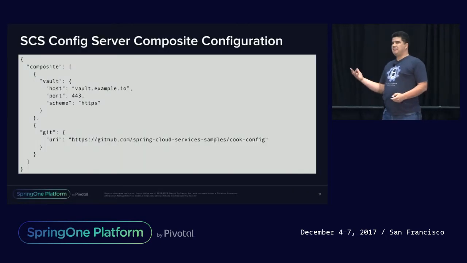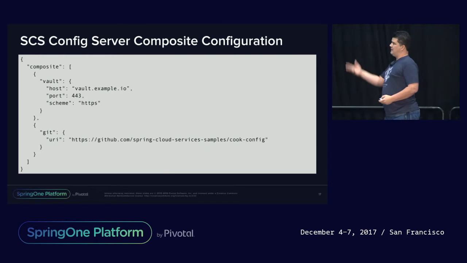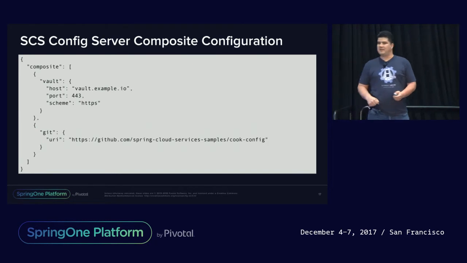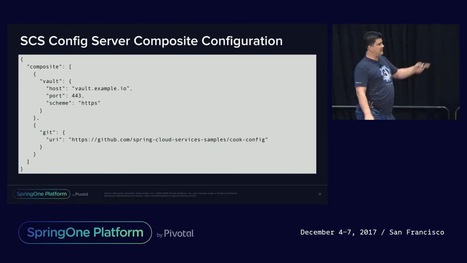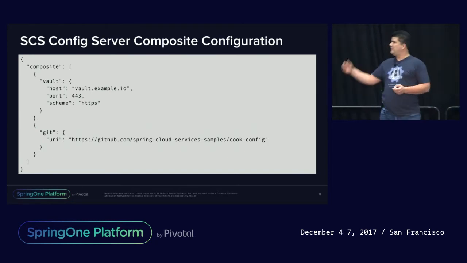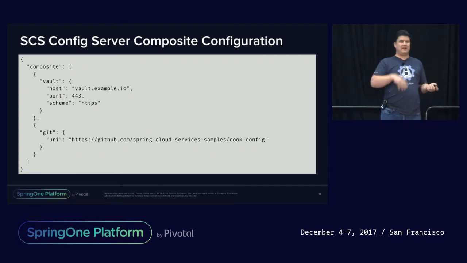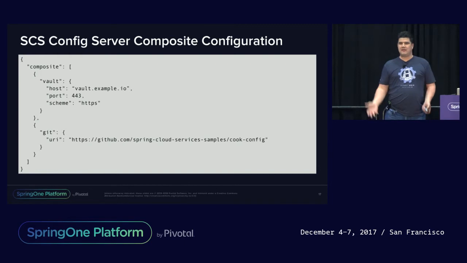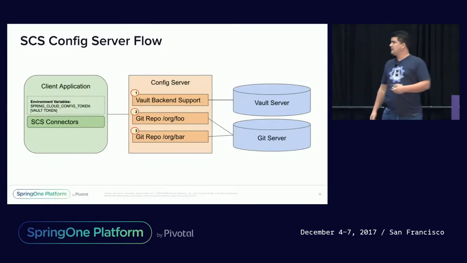So how you might set up a composite configuration, here's an example. I give it a little bit of information about my Vault itself, where its host and port and scheme is, and then I also give it a Git repo. And I can only give one Vault, but I can give any number of Git repos as backends that are providing configuration to my config server.